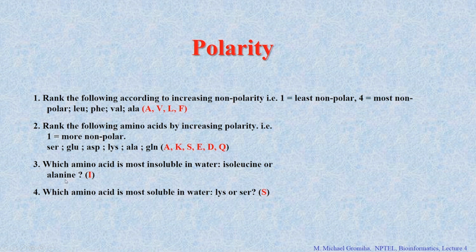Now the third question. If you have the amino acids isoleucine or alanine, which one is more insoluble? Isoleucine, right, because it has more CH groups, it is more insoluble than alanine. Which amino acid is most soluble in water, lysine or serine? Serine, right, because the alcohol group is more soluble in water.